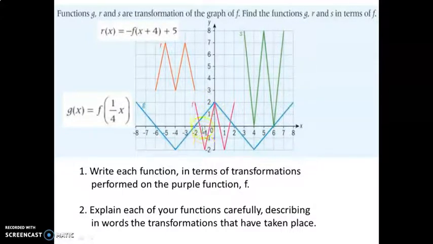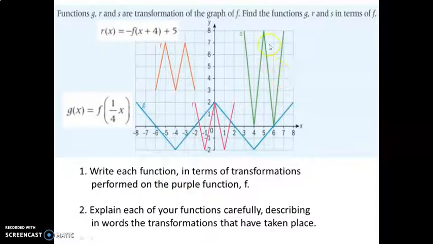So let's take, for example, this point here. When we reflect it, that point ends up being here. Then we have to move it 1, 2, 3, 4 units left, and 1, 2, 3, 4, 5 units up. And that's what we see here. 4 units left is +4, and 5 units up right here.